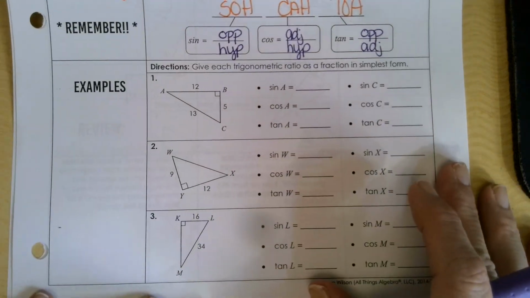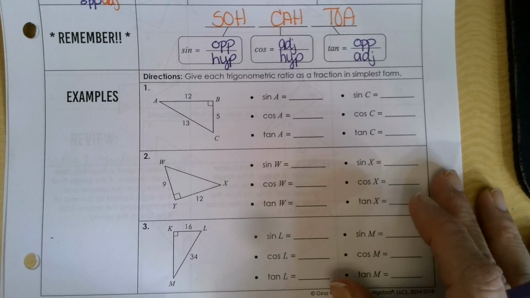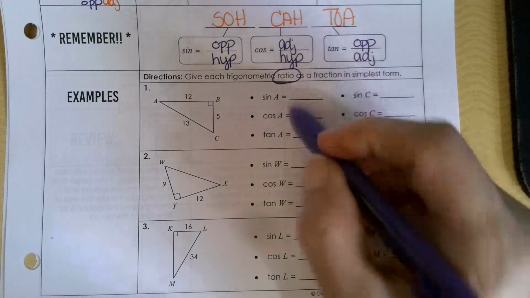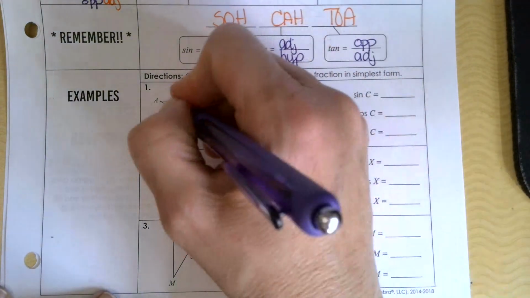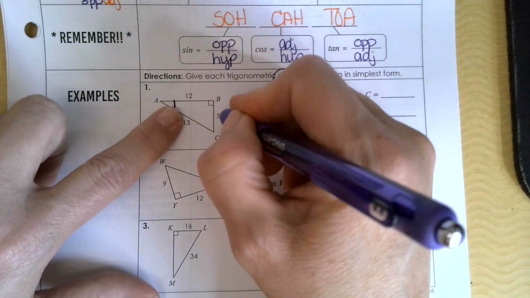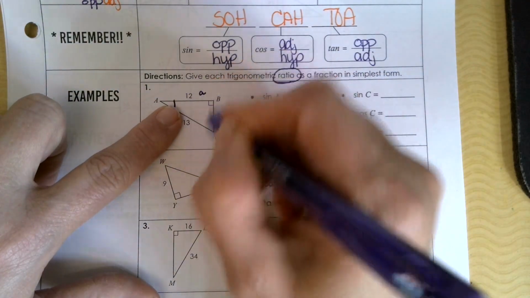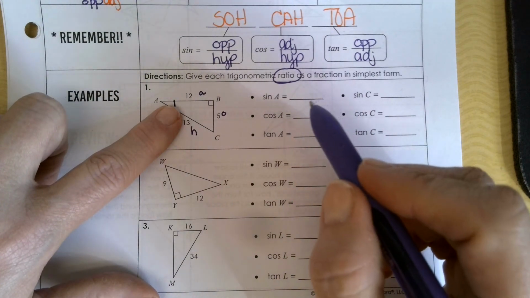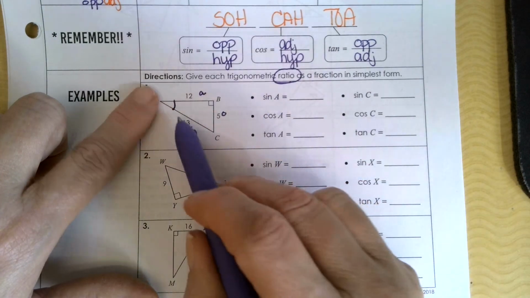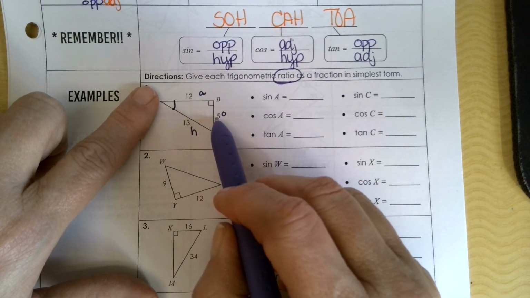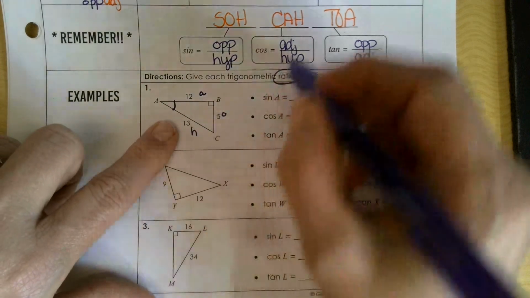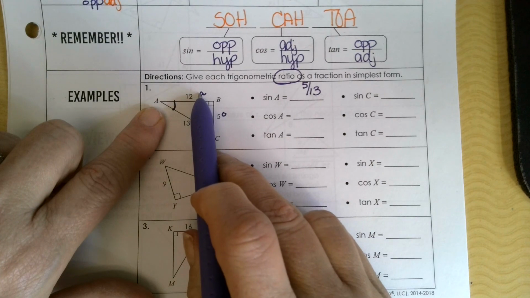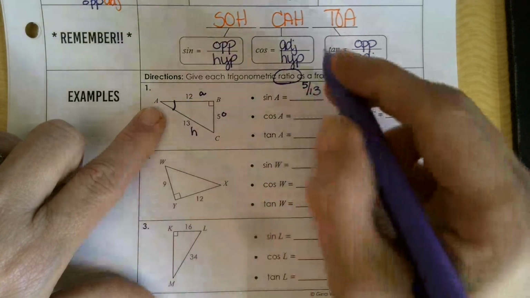All right, these first examples are just giving us an opportunity to practice getting the ratios. Remember, a ratio is just a fraction. All of these are dealing with angle A as my reference angle. So this is my opposite, this is my adjacent, this is my hypotenuse. If I'm just getting the ratios, it's just a fraction answer. Sine is opposite over hypotenuse, 5 over 13. Cosine is adjacent over hypotenuse, 12 over 13.